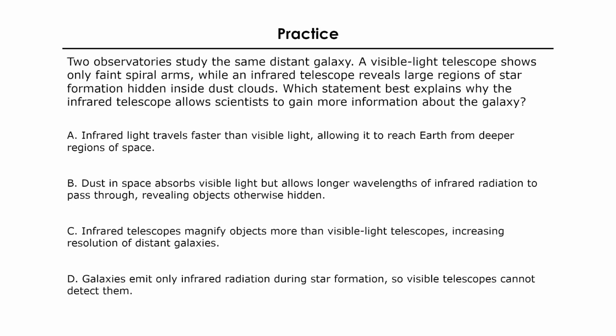All right, so hopefully we're going to reveal the answer. Let's see if you got it. Hopefully you chose B. The dust in space absorbs the visible light, but it allows longer wavelengths of infrared radiation to pass through it, revealing objects otherwise hidden. So this is what I was talking about before. Depending on what wavelength of light the telescope is looking at, you can see different objects in the universe. So it's very, very useful for scientists to sort of check on multiple different wavelengths if they're examining an area, so see if they can find any other information.